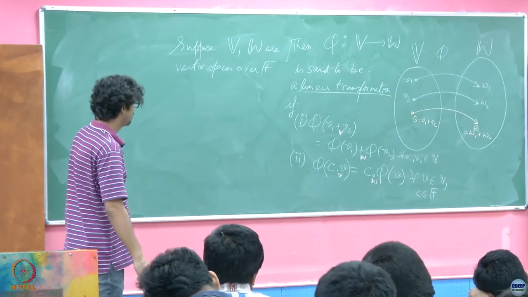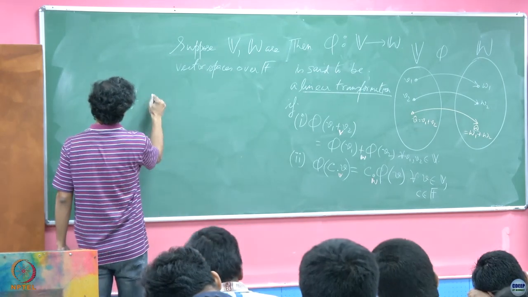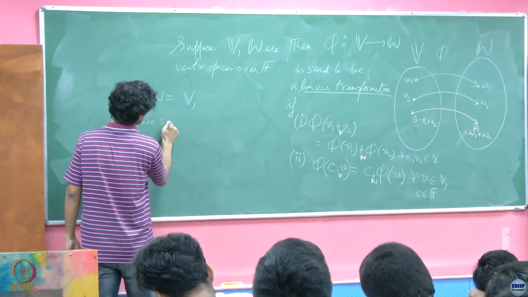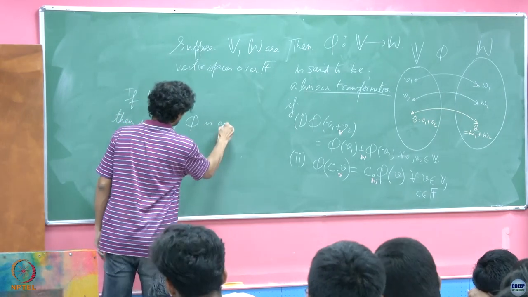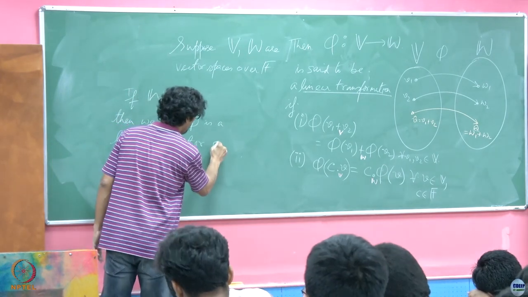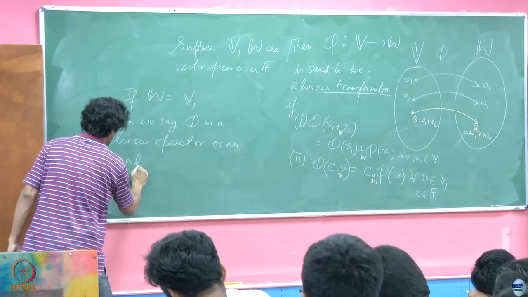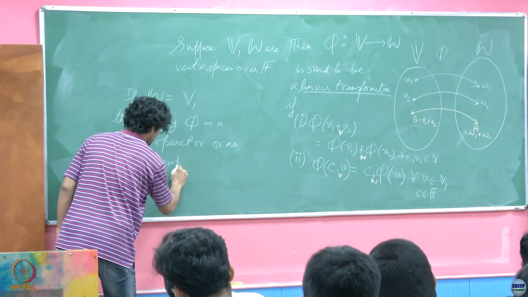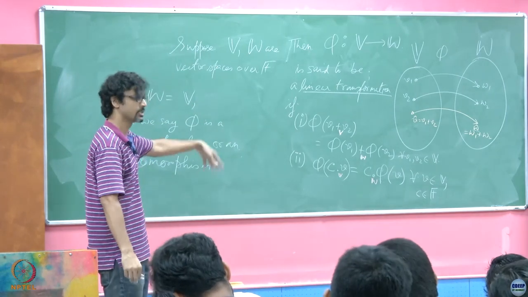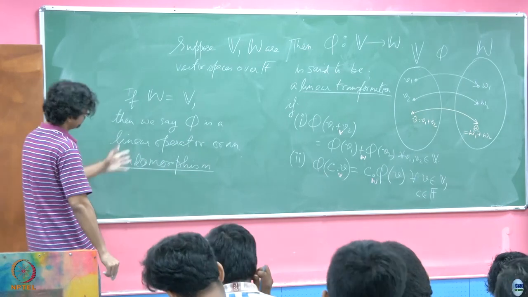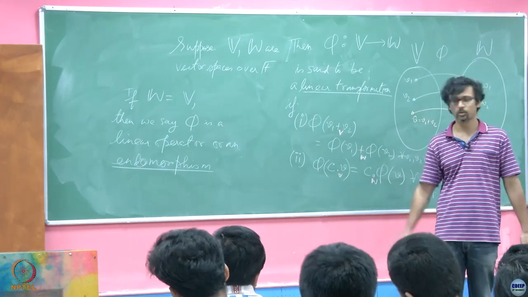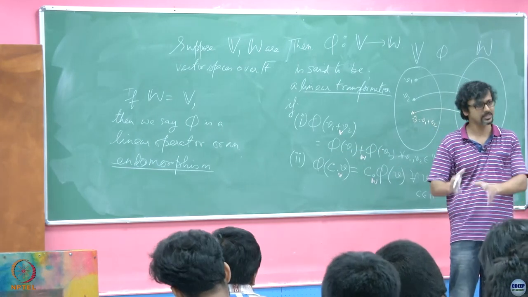Furthermore, if W is equal to V, then we say phi is a linear operator or an endomorphism. So when it maps from V to itself, if it's a linear mapping from V to itself, it's a linear operator or an endomorphism. That's just a name. You can often encounter such alternate names in different contexts. So just don't get scared by that term endomorphism. All that's being said is it's a linear mapping from V to itself.